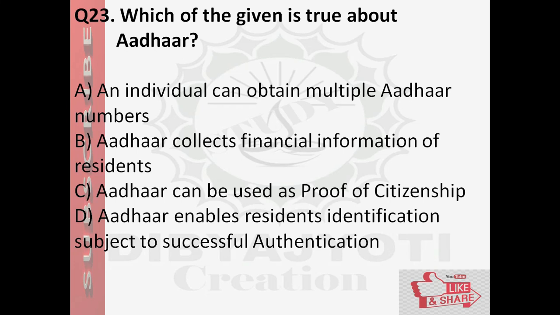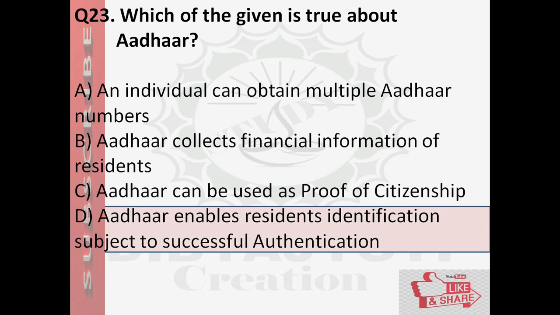Next, which of the given is true about Aadhaar? An individual can obtain multiple Aadhaar numbers. Aadhaar collects financial information of residents. Aadhaar can be used as proof of citizenship. Aadhaar enables residents identification subject to successful authentication. And the answer is option D. Aadhaar enables residents identification subject to successful authentication.